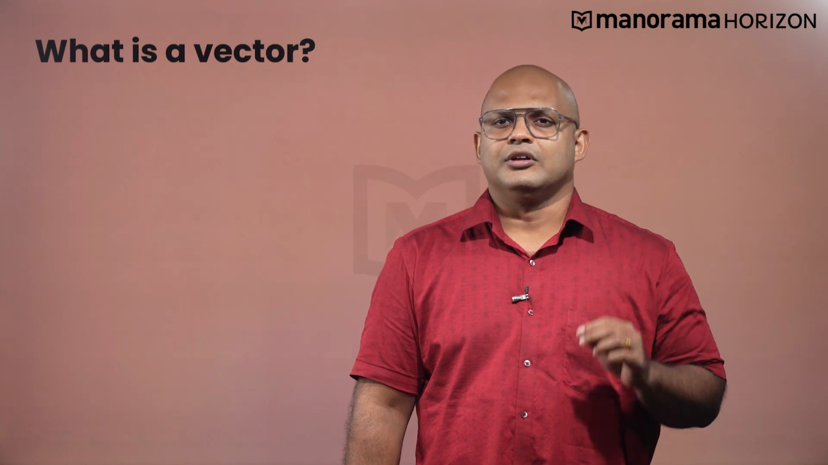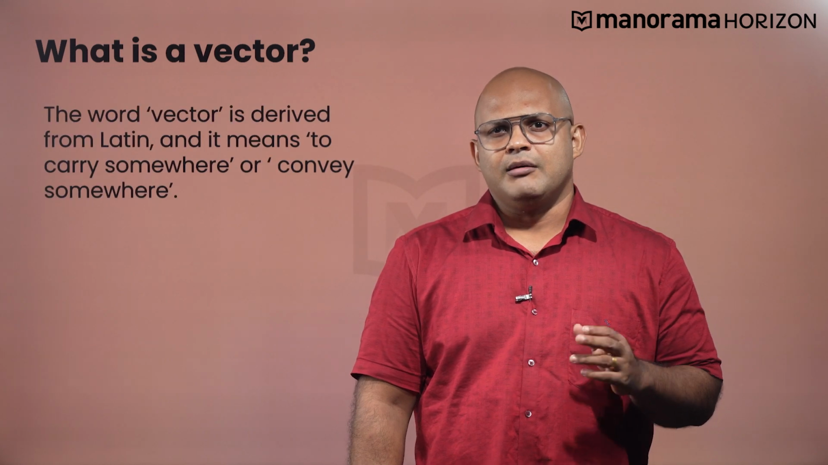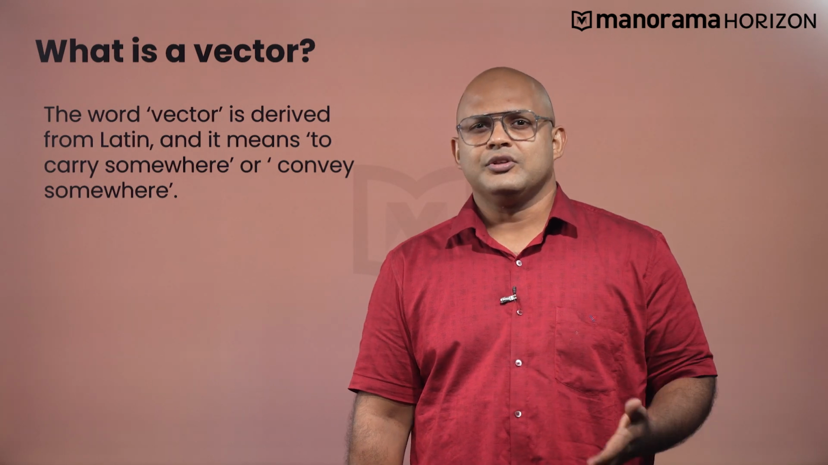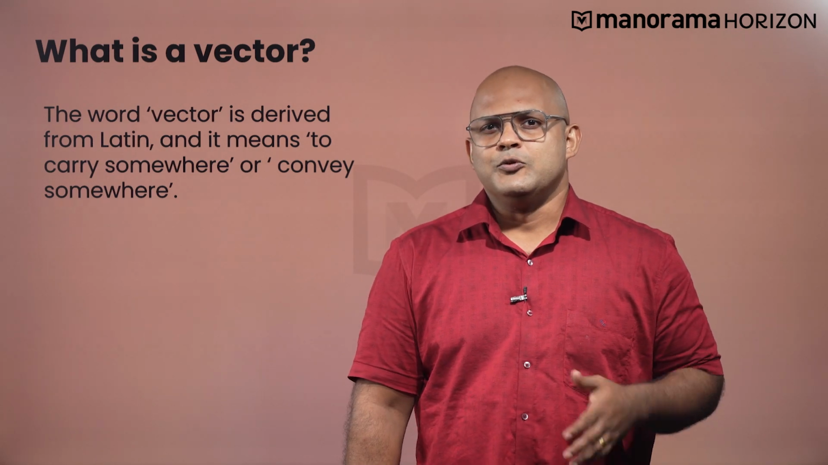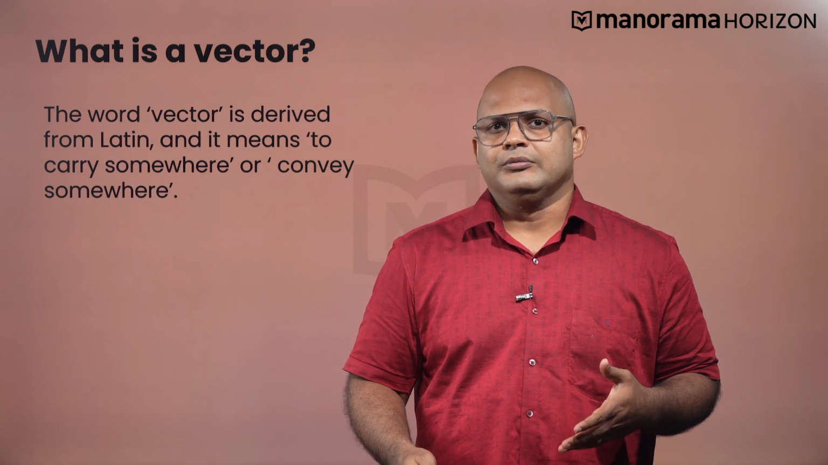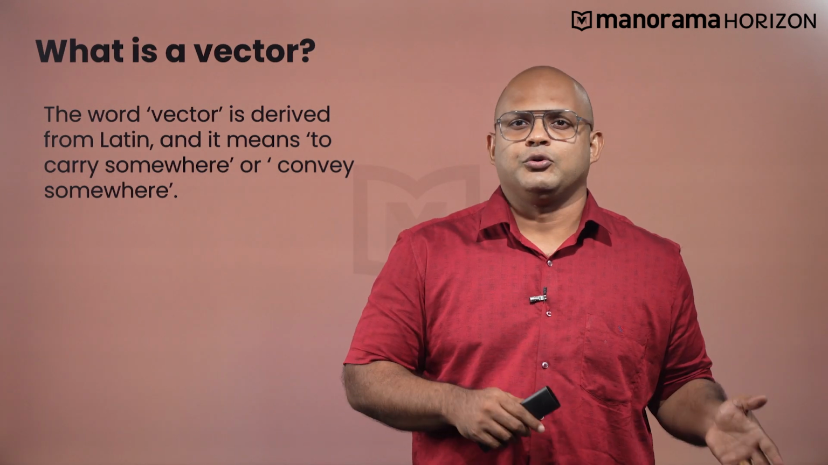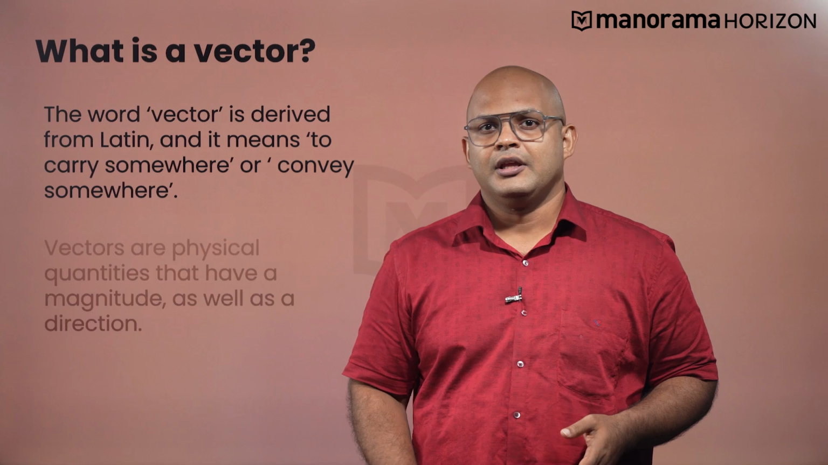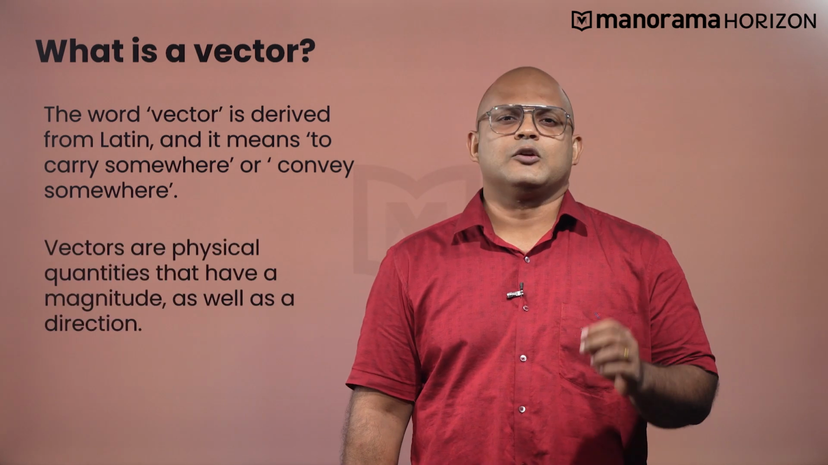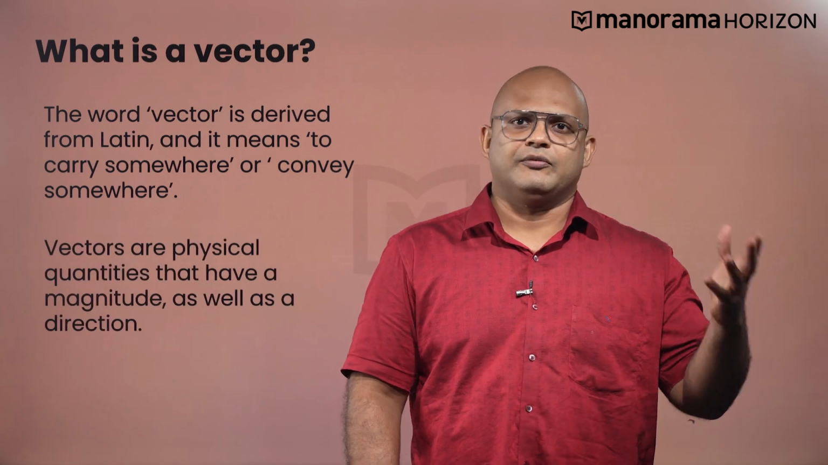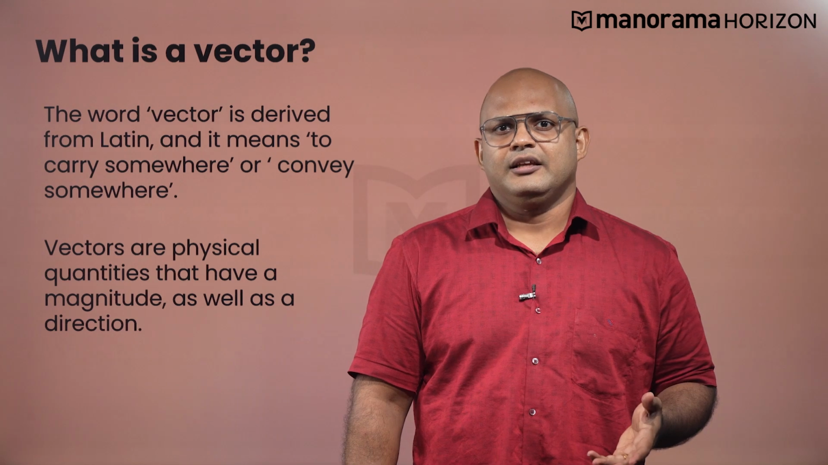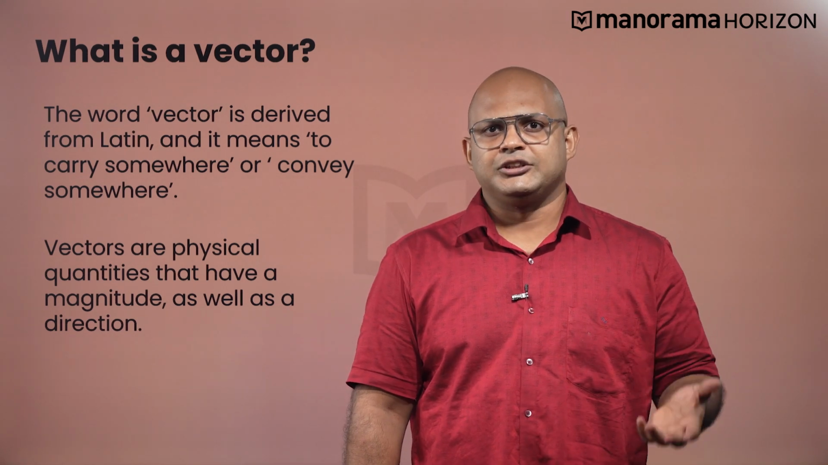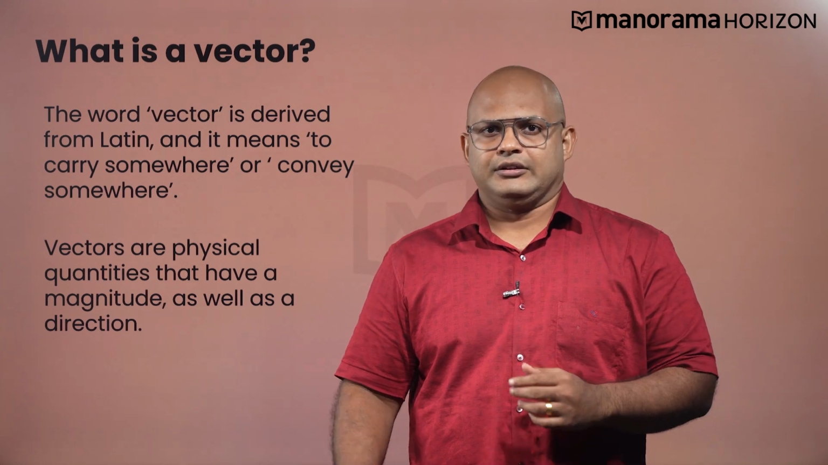What does vector mean? It comes from Latin. It means something that carries or conveys something else. You may have heard of this term in biology. For example, the Anopheles mosquito is a vector for malaria. It carries malaria. In physics, vectors are quantities that take something somewhere. So you can say that something that has a magnitude and a direction is a vector.